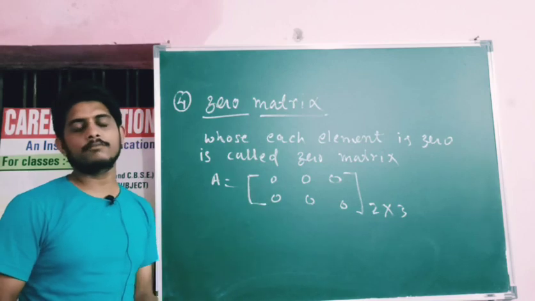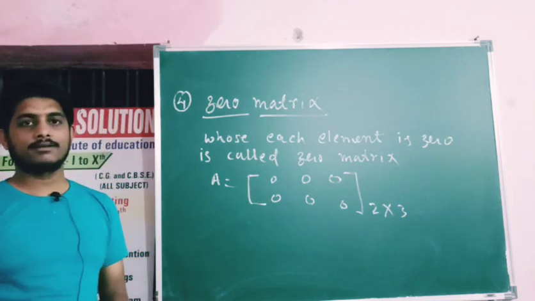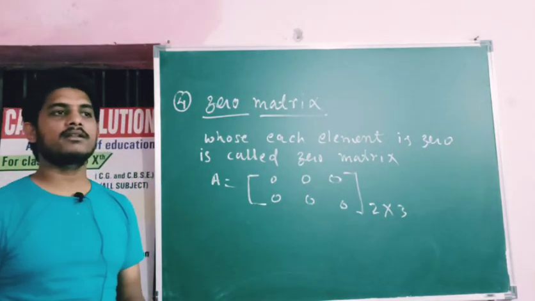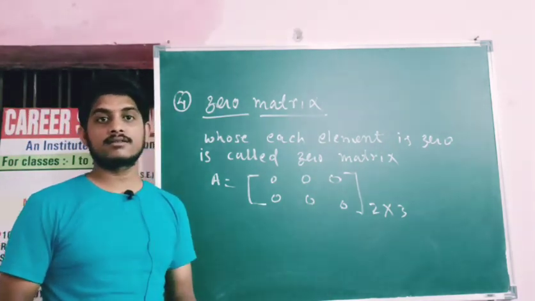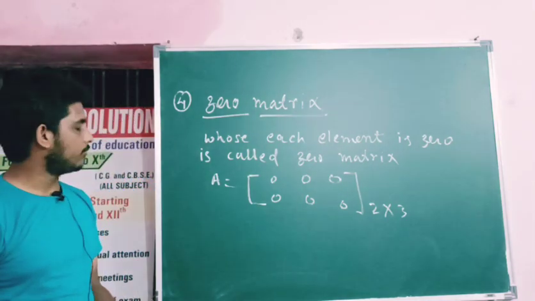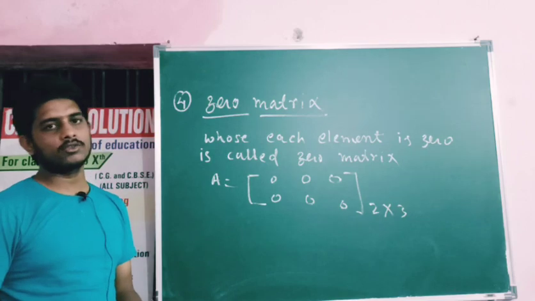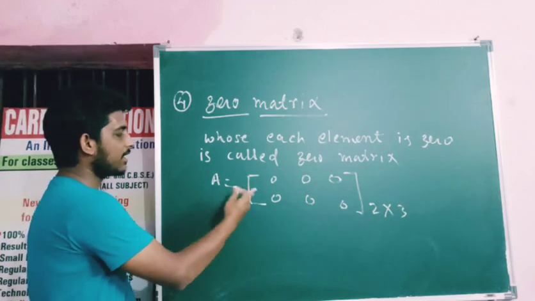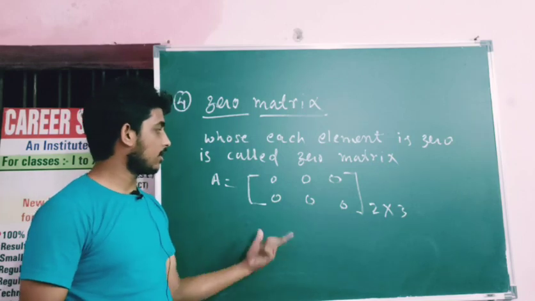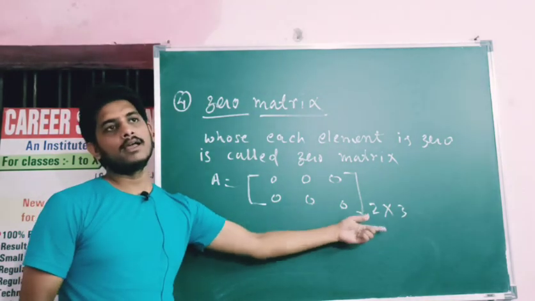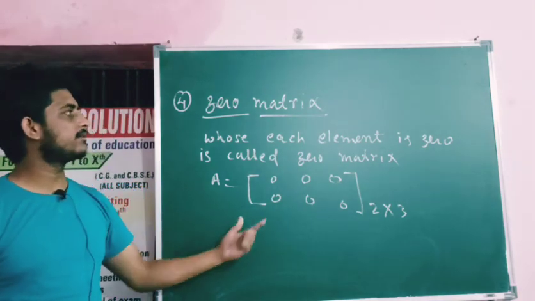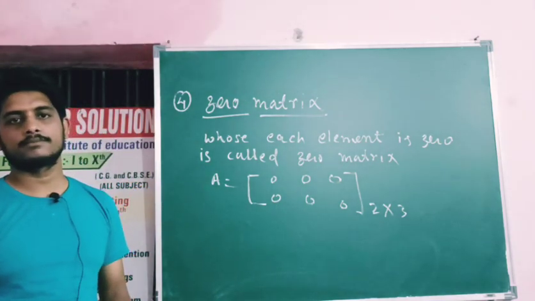Okay, so this is another type of matrix. This is the last type of matrix, which is zero matrix. Now, the name itself makes it clear. Zero matrix means if any matrix has each element as 0, then that matrix is called zero matrix. A matrix whose each element is 0 is called zero matrix. Here is one example I have taken: A is equal to 0, 0, 0, 0, 0, 0. So the order of the matrix is 2 cross 3, and each element of this matrix is 0. So we can say that it is a zero matrix.